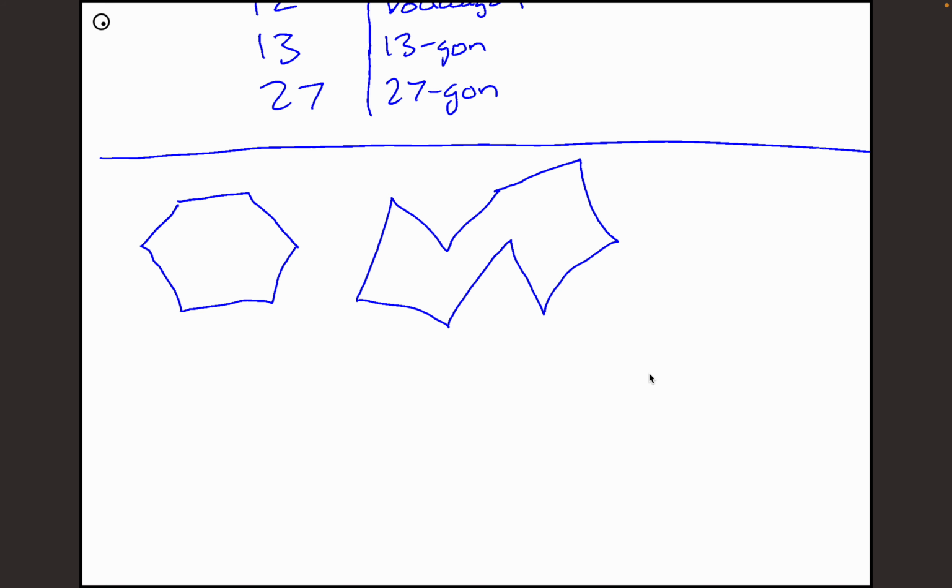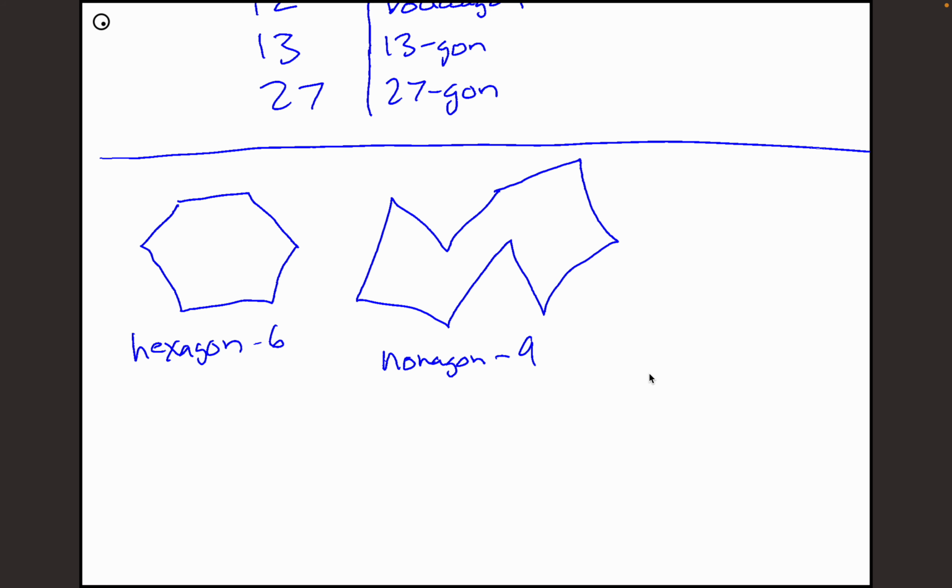Okay, hey, let's bring it back together. What's going to be the name of this shape right here on the left? Yeah, this can be hexagon because it has how many sides? 6 sides. How many sides does this one have? It's got 9 sides. So it's a nonagon.